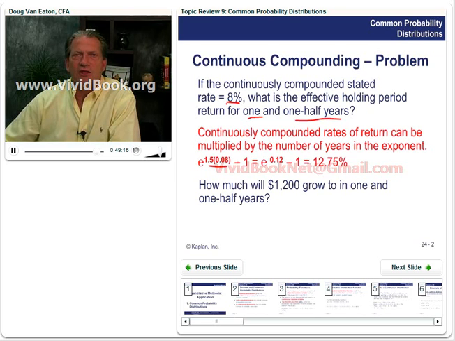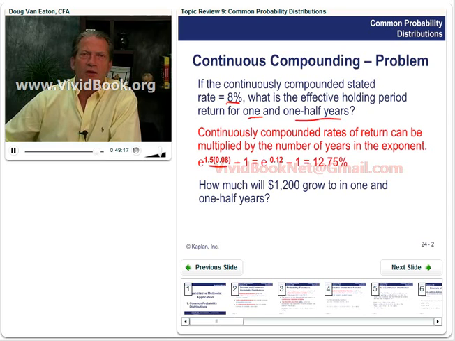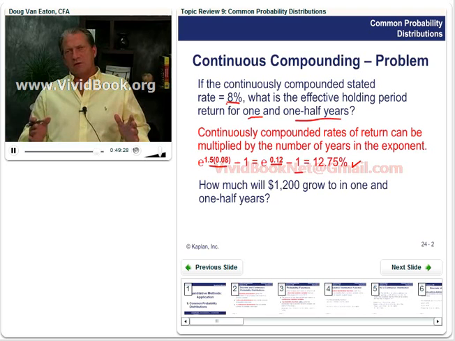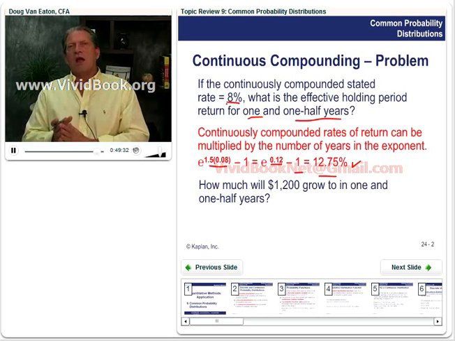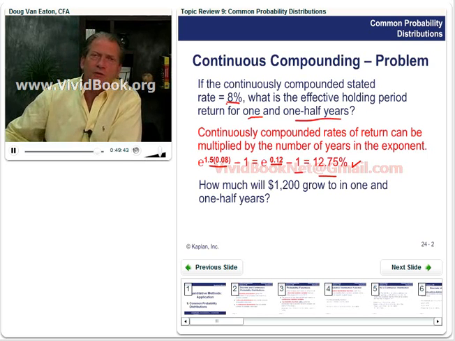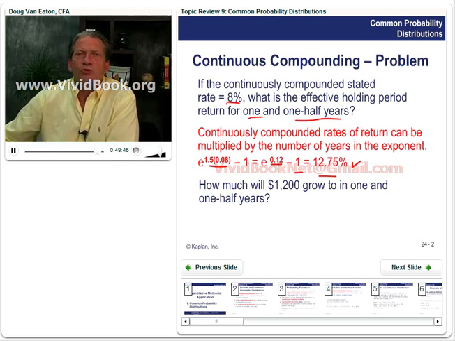Work our magic, e to that exponent minus 1, and find out that the holding period return, so this is not an annual rate, this is an 18-month or year-and-a-half rate, 8% stated rate, continuous compounding, how much effective growth in 1.5 years? 12.75%.